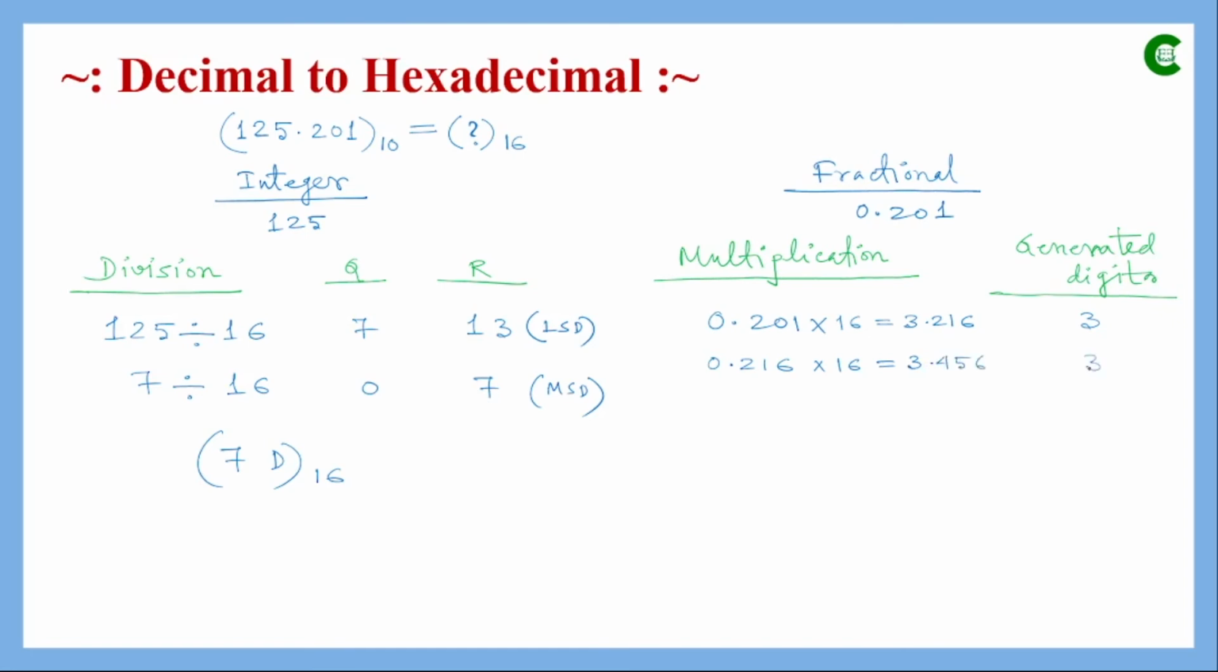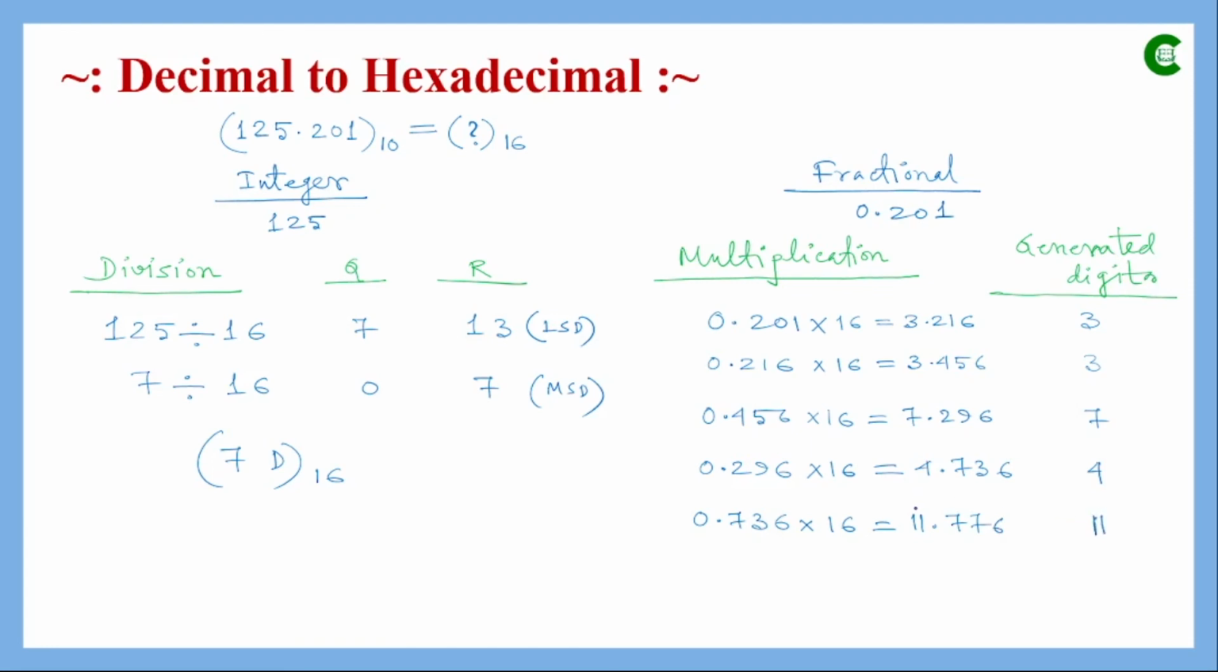3.456. So we will take the integer value, which is again 3 here, and we will multiply the fractional part again by 16. This value will be 7.296. We will again take the integer value and continue with the fractional part. 0.296 multiplied by 16. This time the result of multiplication will be 4.736. We will record the integer value and continue with the fractional part. This time the result will be 11.776. So we will take the integer value, which is 11.